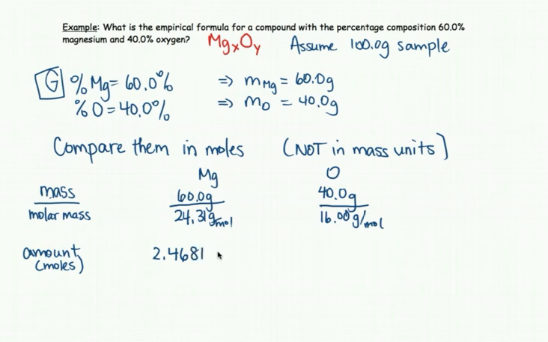2.4681. I'm just carrying a few extra digits here. Here's the amount of moles for that one, and 2.5 moles for oxygen. Again, we can't compare masses, so we had to convert by dividing by the molar mass. Now we're in moles, so think of this as knowing how many dozens you have. You have 2.46 dozens of magnesium and 2.5 dozens of oxygen. Hopefully you're seeing that there are slightly more oxygens than magnesium here, but it's pretty close. From here, we're going to do a mole ratio.